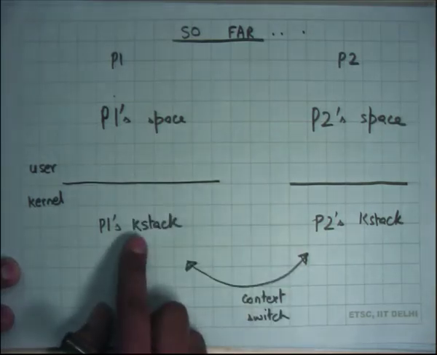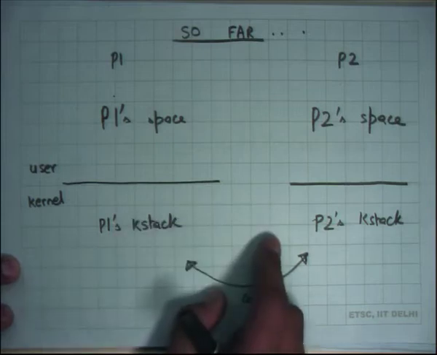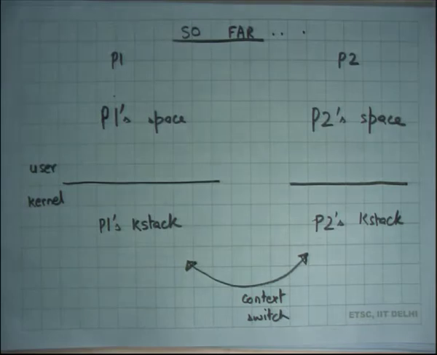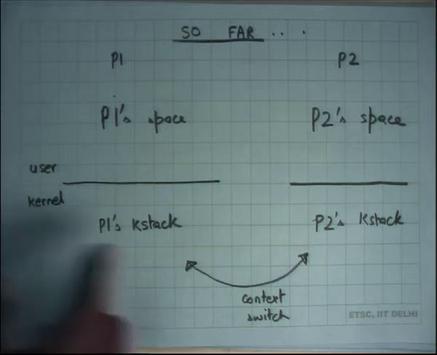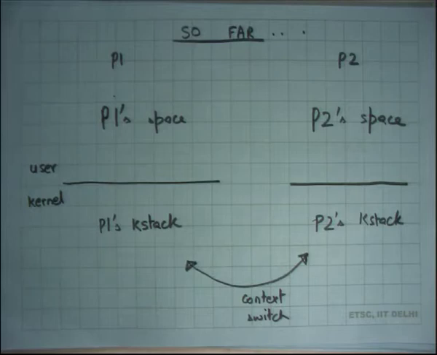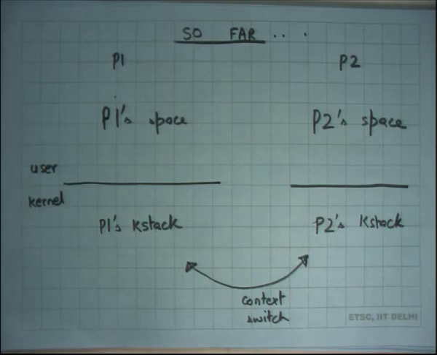The only thing that distinguishes two processes are the K stacks. So P1's K stack is different from P2's K stack. We said that the state of a process within the kernel is encapsulated in its K stack, right? The state of a process within the user space is encapsulated by the contents of the address space. But the state of the process inside the kernel, for example, what system call it made, where it was when it was context switched out, all this information is basically stored in the kernel stack.